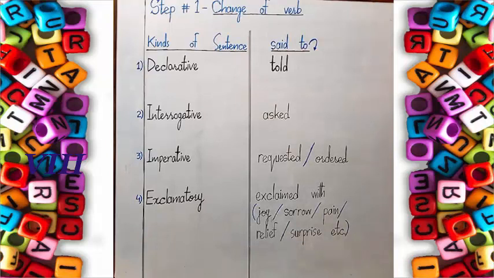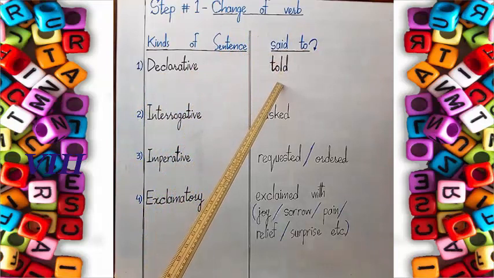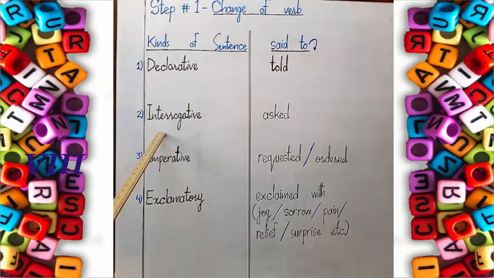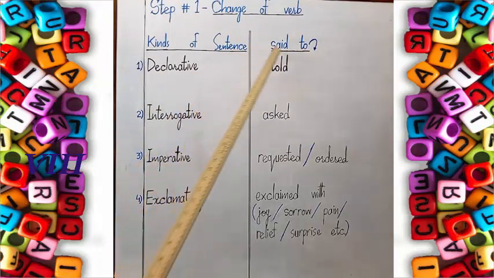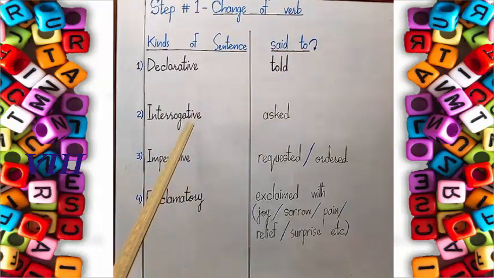So now you have understood, you have looked at it. The chart is given here. If you have a declarative sentence in reported speech, you will change said to into told. If you have an interrogative sentence in reported speech, you will change said to into asked. If there is an imperative sentence given in reported speech, you will change said to into requested or ordered. If an exclamatory sentence is given in reported speech, you will change said to into exclaimed with joy or sorrow or pain, relief, surprise, etc.